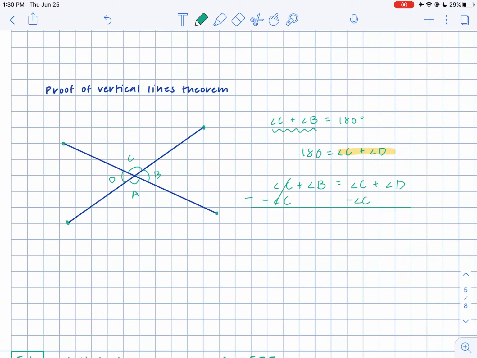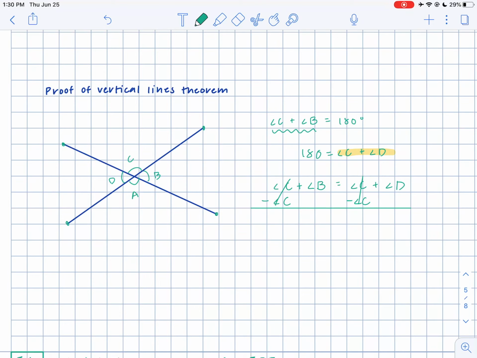Positive angle c minus angle c just cancels out. Same thing on this side. So what are we left with? Angle b equals angle d. This says that angle b is congruent, or is equal to angle d, and you can see that here. They are vertical angles, they are opposite from each other, so they are congruent. So that is how you prove the vertical angles theorem. Sorry, this should say angles.